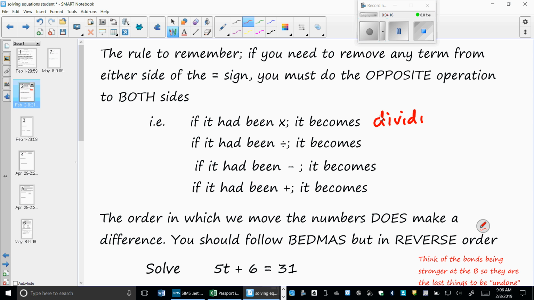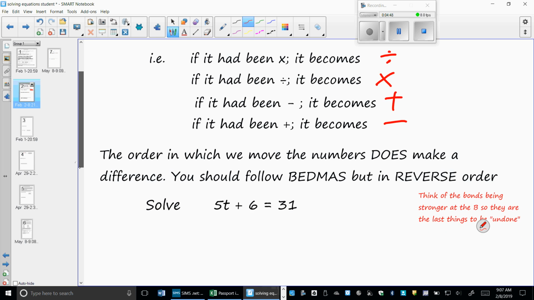Can I put it in? Actually, should we use symbols? Let's use symbols. No. If it had been divided on one side, what's going to happen to it? Multiplication. If it had been subtracted, Jade? Plus. And if it had been added, it would be subtracted. Alright, so we're good with our opposites, yes? We know what we mean by that.